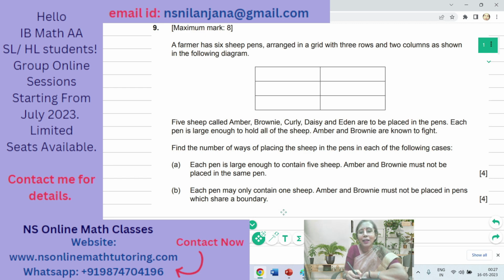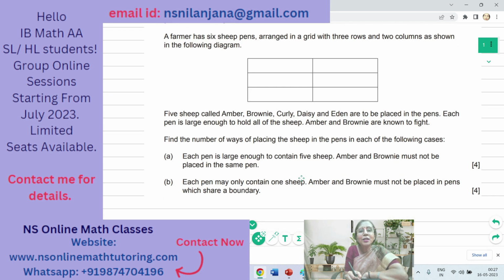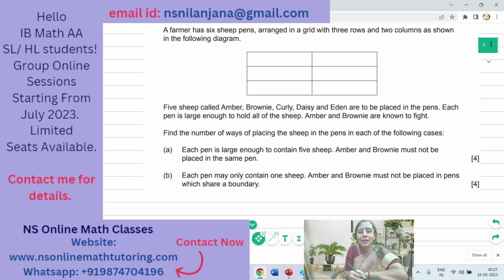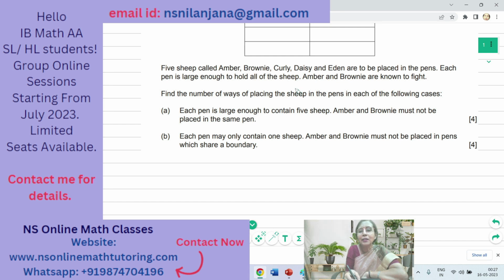It is worth 8 marks and it has 2 subparts, A and B. The question says, a farmer has 6 sheep pens arranged in a grid with 3 rows and 2 columns as shown in the following diagram, and 5 sheep called Amber, Brownie, Curly, Daisy and Eden are to be placed in the pens. Each pen is large enough to hold all the sheep. Amber and Brownie are known to fight. Find the number of ways of placing the sheep in the pens in each of the following cases.